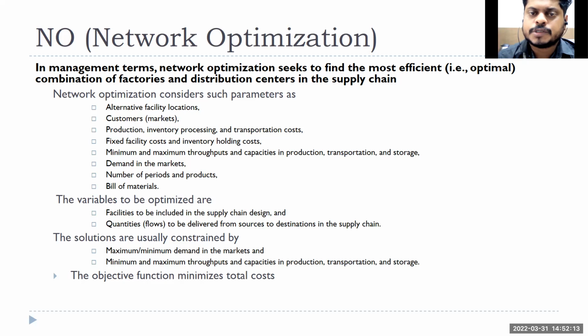Minimum and maximum throughputs and capacities in production, transportation, and storage. That I'll show you. That is something called capacitated network optimization. Demand in the market, that anyhow you had put, right? What is the demand from the customer, right? How much they are ordering. Number of periods and products.